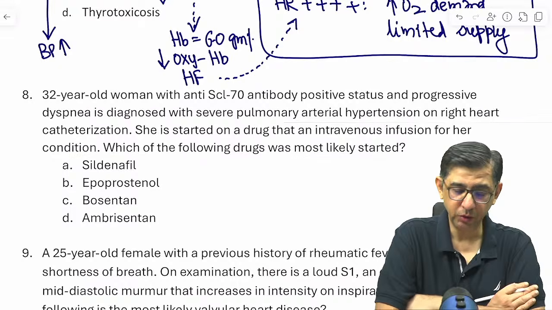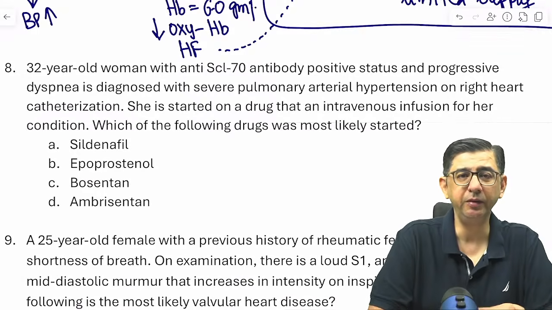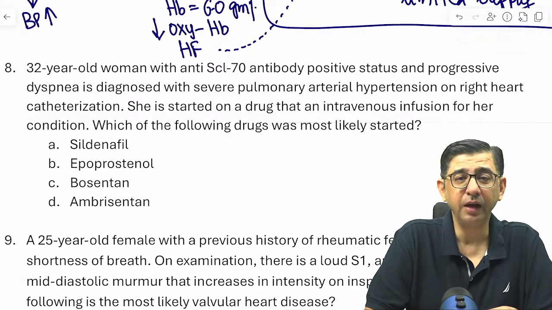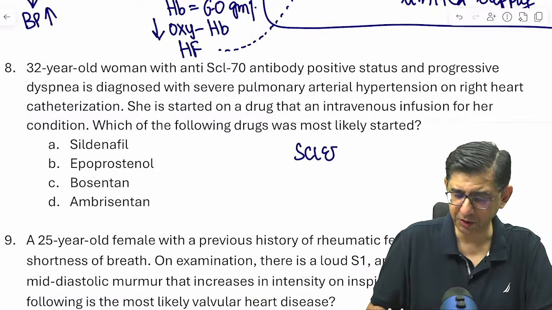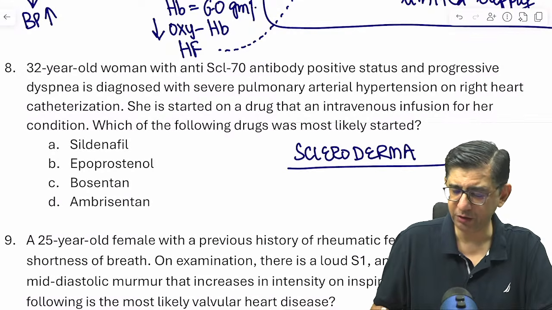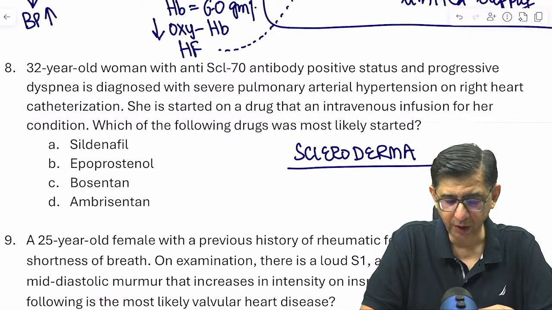Yes. Coming to the next question, we have this lady. She's SCL70 antibody positive, and there's progressive dyspnea due to severe pulmonary artery hypertension. So from the first line of the question you understand that he is talking about scleroderma, and the leading cause of death in scleroderma happens to be PAH. The question is very simple: what IV drug would be given?